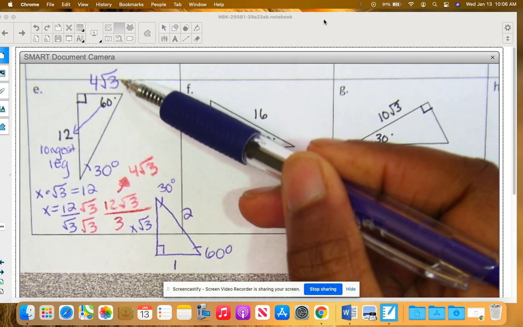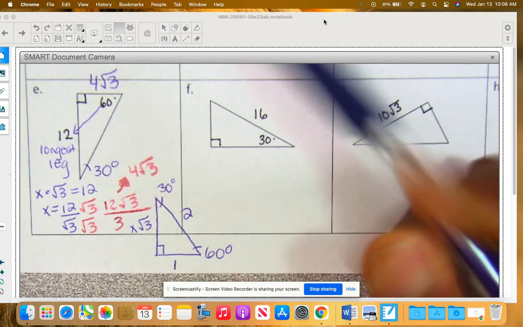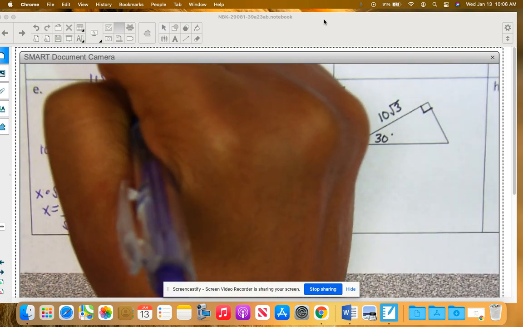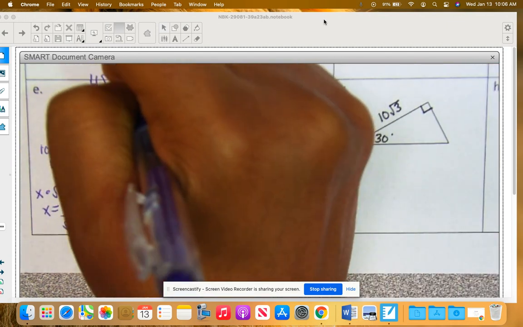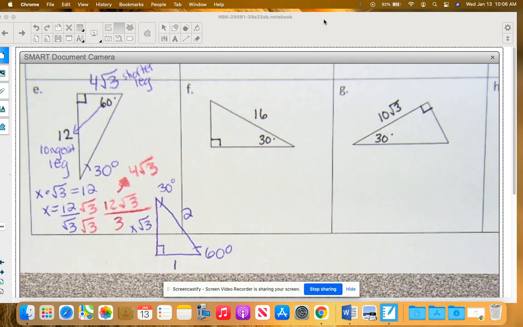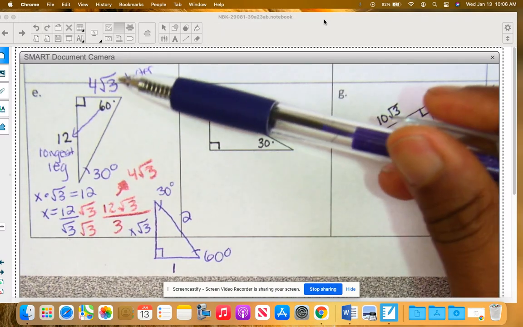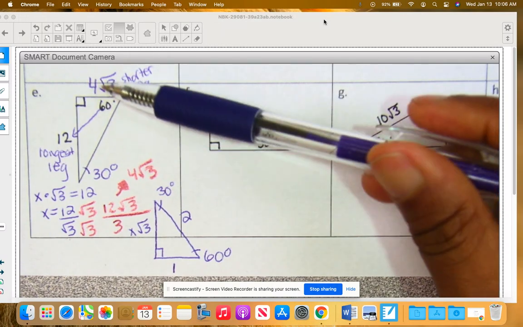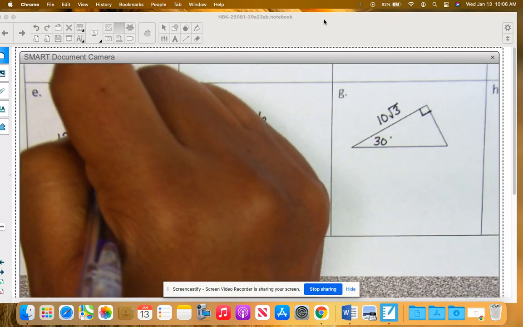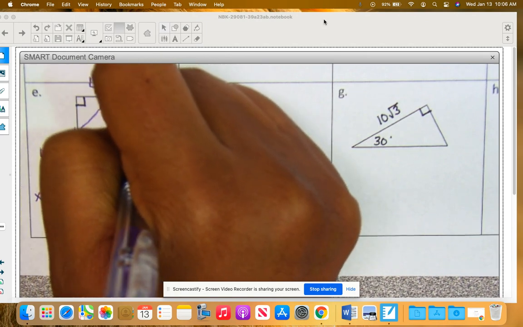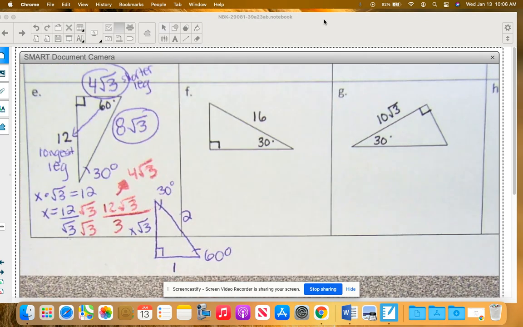The shortest leg is always across from the 30-degree angle. So this is the shorter leg. And once you get the shorter leg, finding out the hypotenuse is easy. You just take the shorter leg and multiply it by 2. So 4 square roots of 3 times 2, my hypotenuse is 8 square roots of 3.